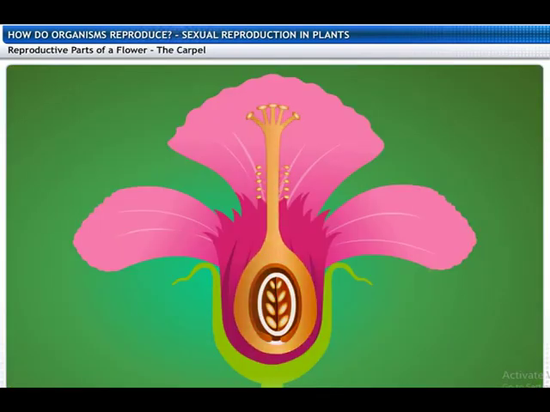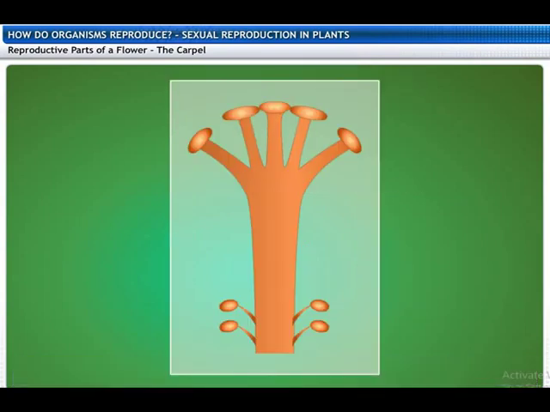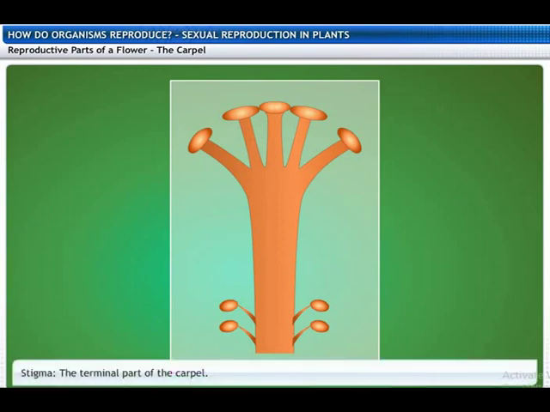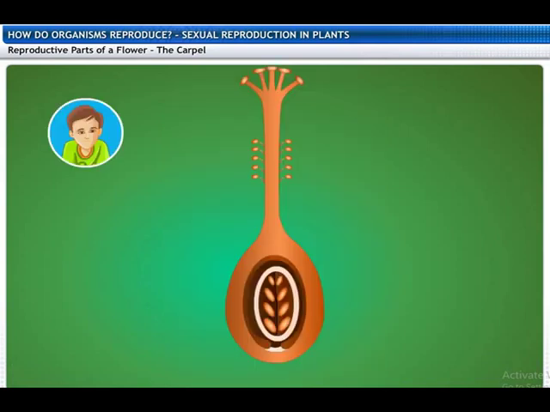Now let's get back to the female reproductive part of the flower. A carpel is located in the center of a flower and comprises three parts: the ovary, the style, and the stigma. Let's look at the carpel closely. The terminal part is the stigma. Try touching this stigma. It's a little sticky, isn't it? True. Can you guess why it needs to be sticky? Oh, to catch the pollen grains, of course.